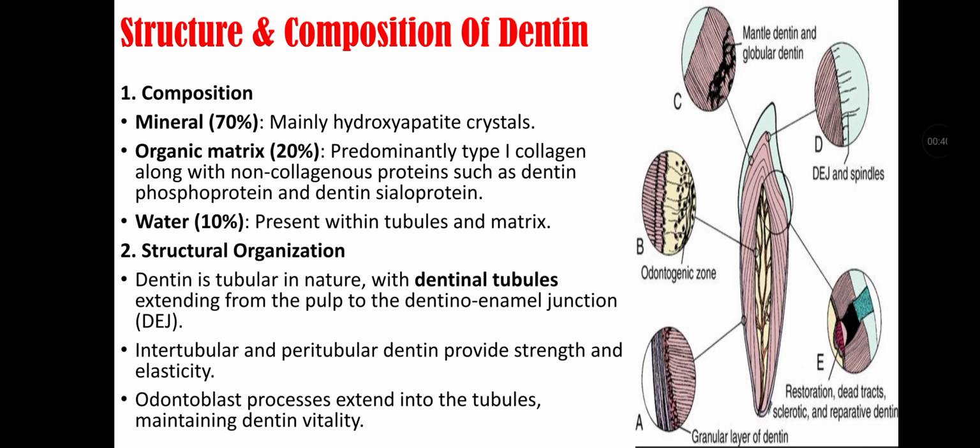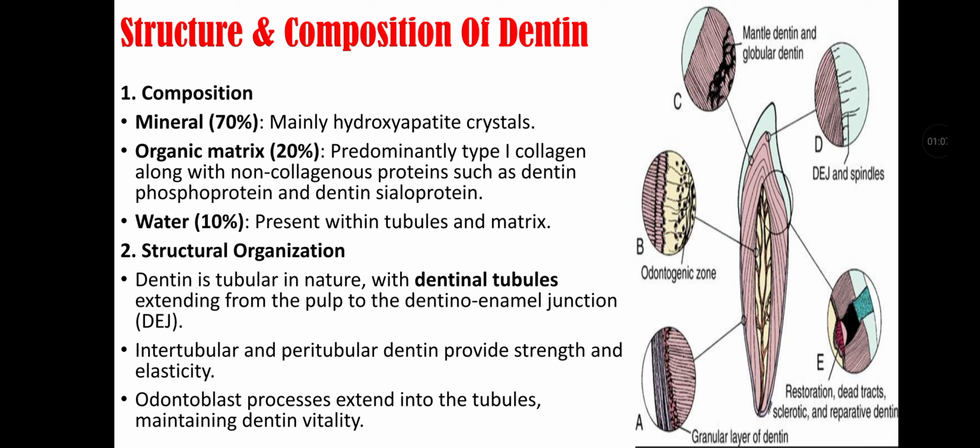Structure and composition of dentin. Composition: it has mineral content, organic matrix, and water. Mineral content is 70%, that is mainly hydroxyapatite crystal. Organic matrix is 20%, that is predominantly type 1 collagen along with non-collagenous proteins such as dentin phosphoprotein and dentin sialoprotein. Water is 10% in dentin, that is present within the tubules and matrix.